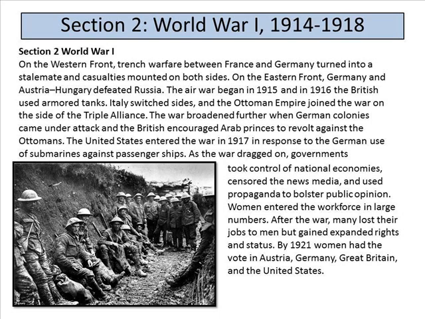The war broadened further when German colonies came under attack, and the British encouraged Arab princes to revolt against the Ottomans. The United States entered the war in 1917 in response to the German use of submarines against passenger ships. As the war dragged on, governments took control of national economies, censored the news media, and used propaganda to bolster public opinion. Women entered the workforce in large numbers. After the war, many lost their jobs to men but gained expanded rights and status. By 1921, women had the right to vote in Austria, Germany, Great Britain, and the United States.